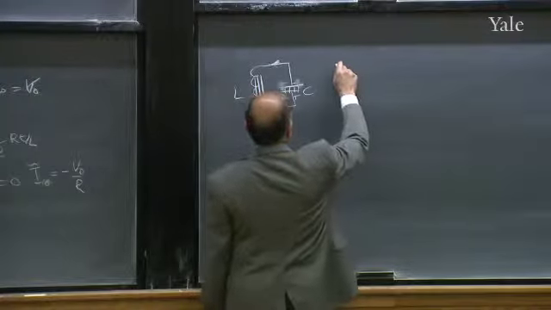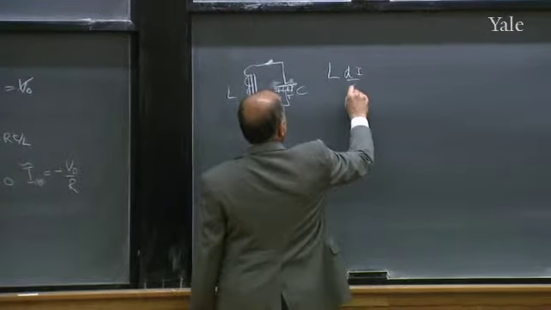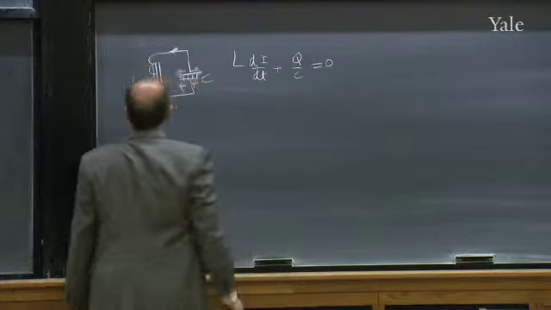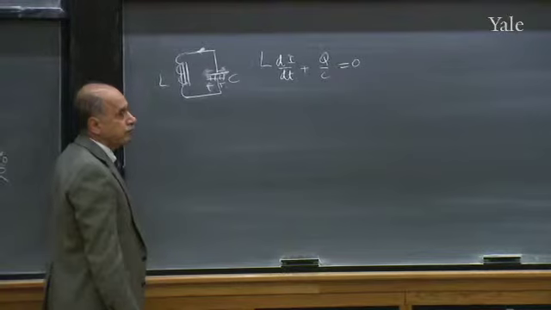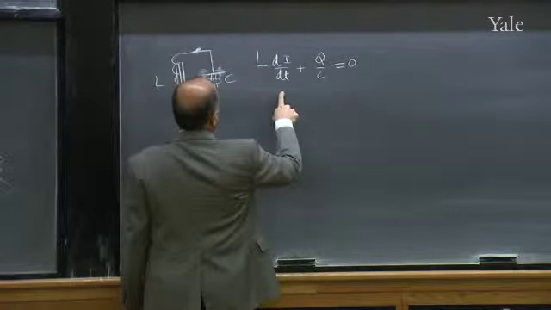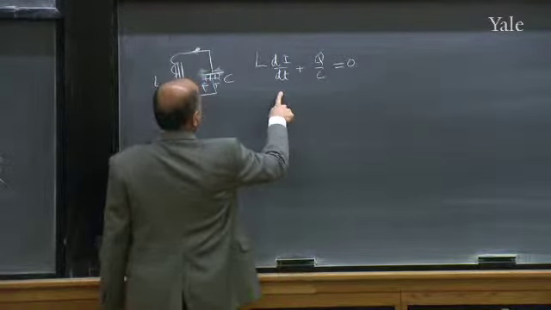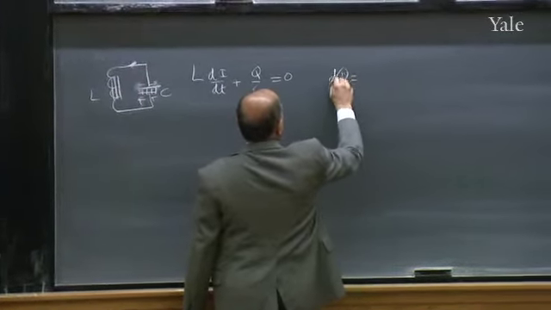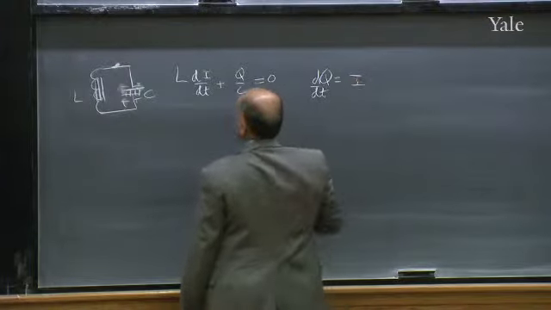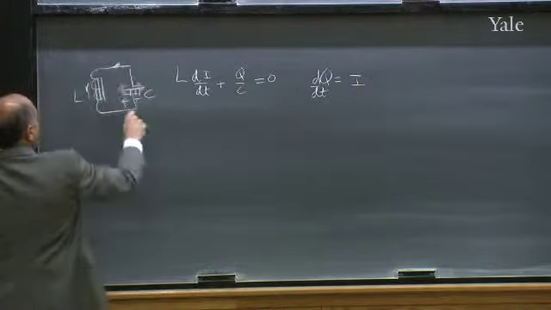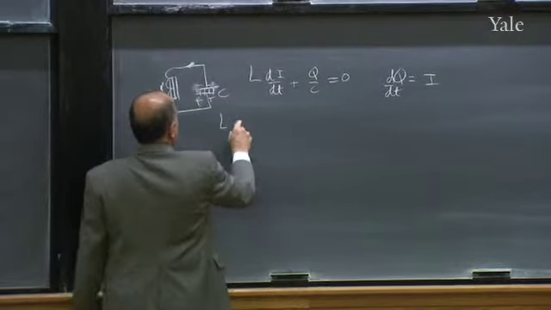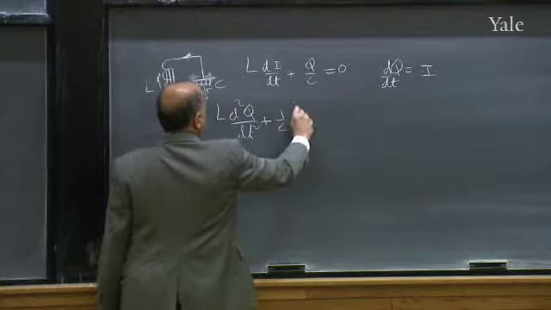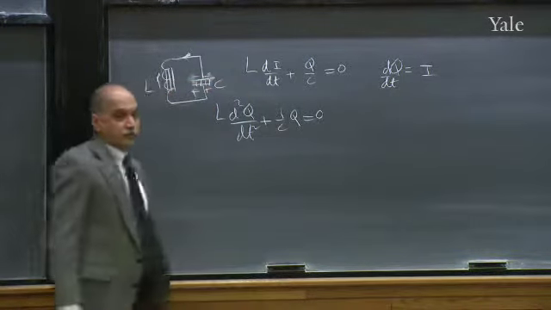So we can get all that by writing the equation L di/dt plus Q over C equal to 0. So let's write everything in terms of Q. Then dq/dt is I, because as the current flows this way, it builds up charge. That's my convention. So I can write it as L d²q/dt² plus 1 over C q equal to 0.